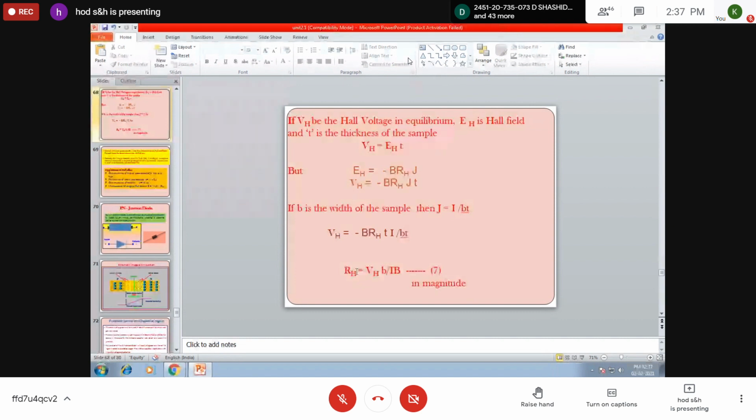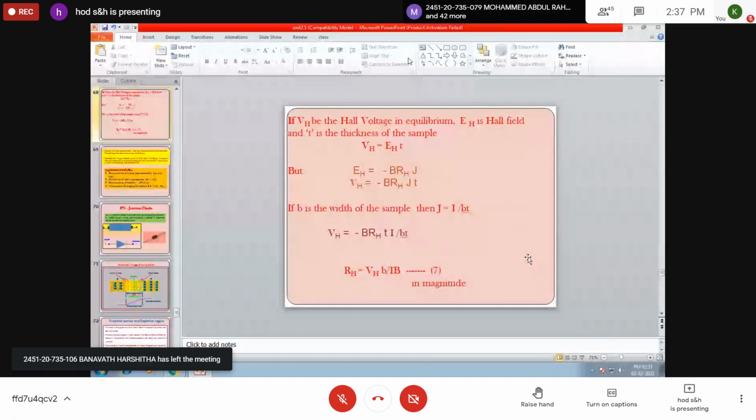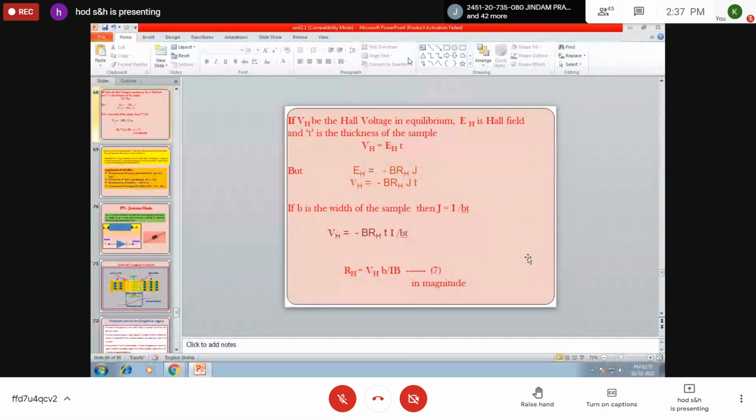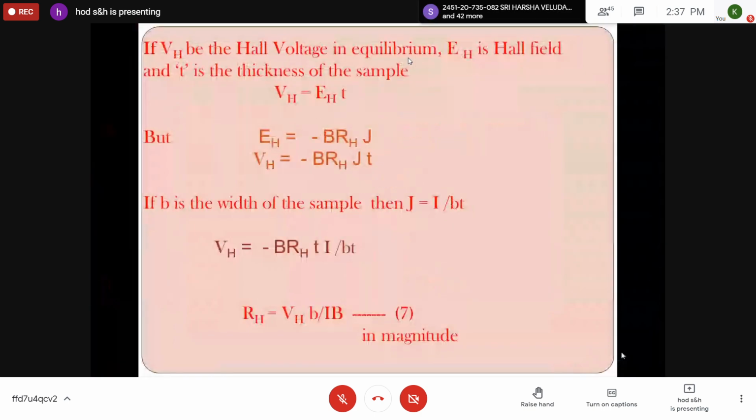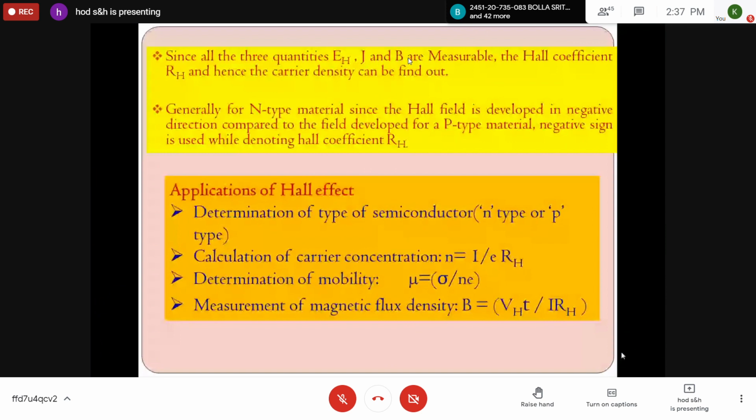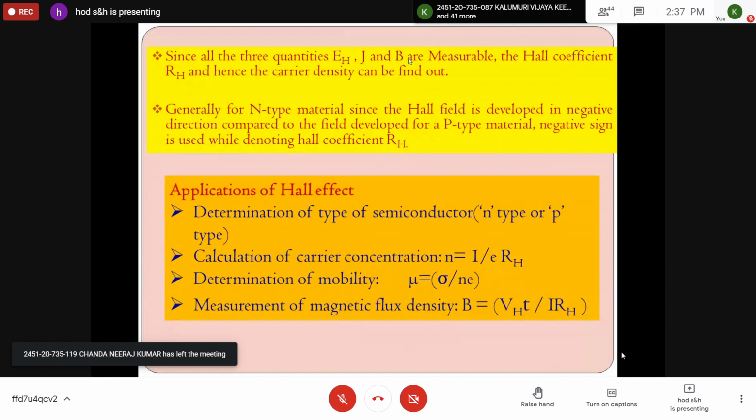Once you calculate RH, you know the expression RH is equal to 1 by Ne, where e is the charge of the carrier, the charge of the electron. So you know the value of RH, you know the charge of the electron, you can calculate n. So the carrier concentration can be calculated by doing this experiment. Since all three quantities EH, J and B are measurable, the Hall coefficient RH can be calculated, and from that the carrier density can be found. For an N-type material, the Hall field is developed in the negative direction compared to the field developed for a P-type material. A negative sign is used with the Hall coefficient RH.